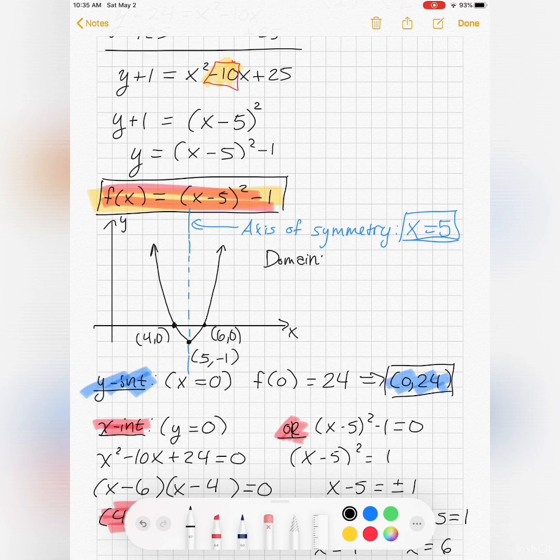Let's do one more thing. So it's the domain. For quadratic functions, the domain is very easy to find. It's just all real numbers. It extends all the way across horizontally. The range, however, look, the lowest I can go on this graph is -1. So the range would be -1 to infinity.